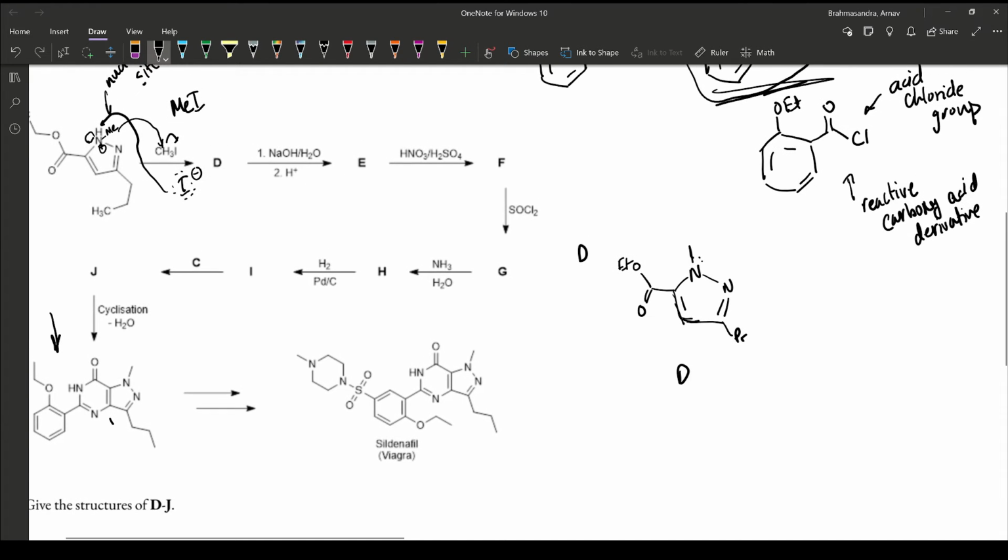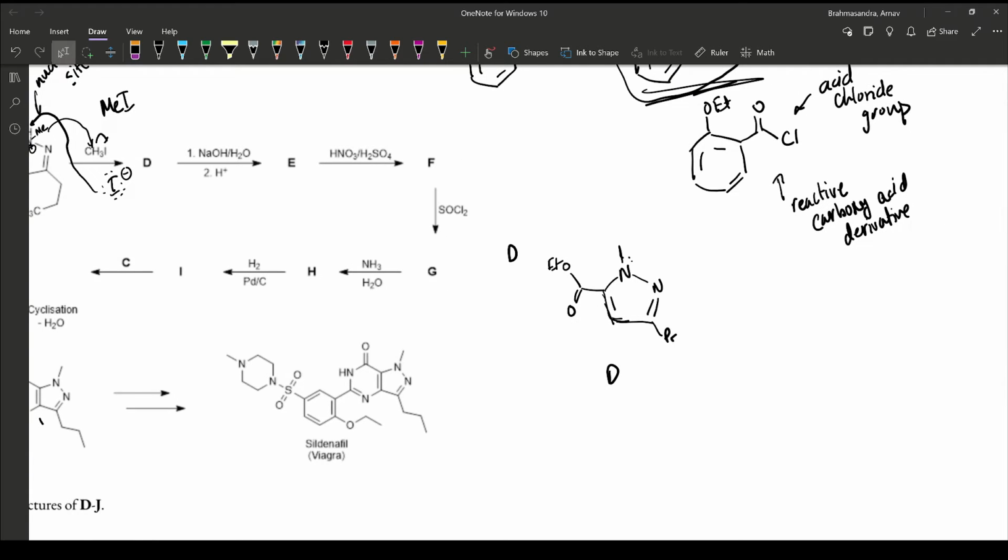Now, what is our next step? Our next step, we're adding NaOH and water. So we're basically doing some sort of base hydrolysis. That should give us a clue. We have NaOH and water, so we might be doing a base hydrolysis. And we also have a workup of H+, so this might be an acidic workup.